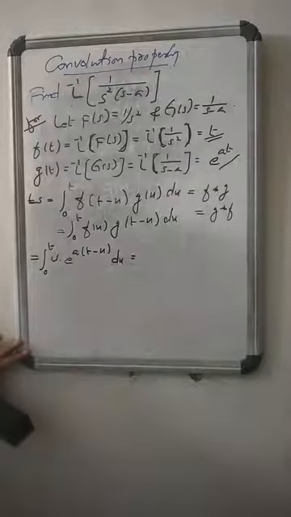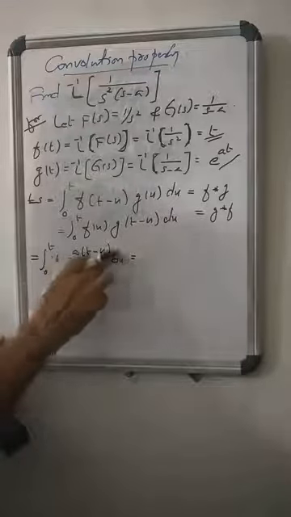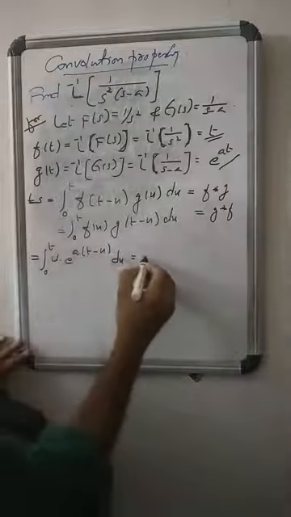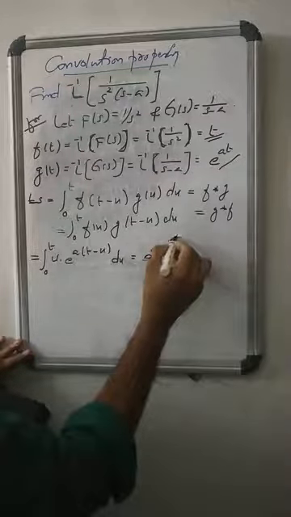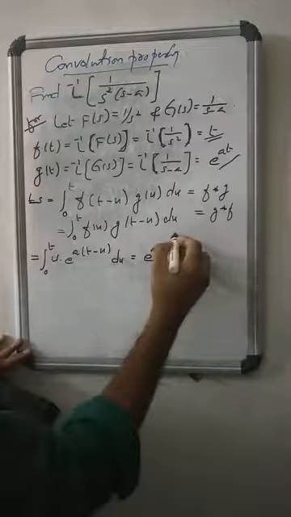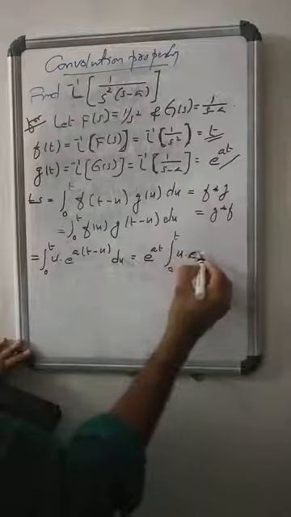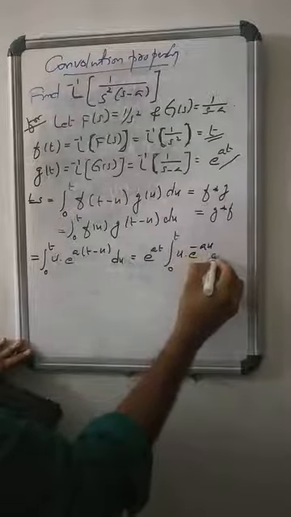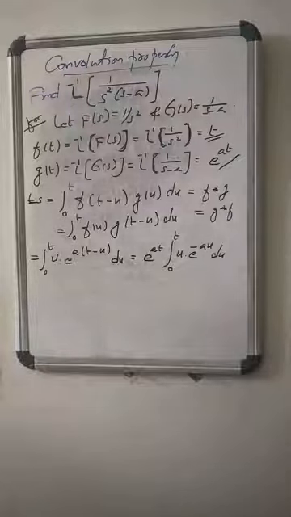Okay. That means e power at is constant with respect to u. So e power at goes outside of this integration. e power at into integral 0 to t. What remains here? u into e power minus au du.